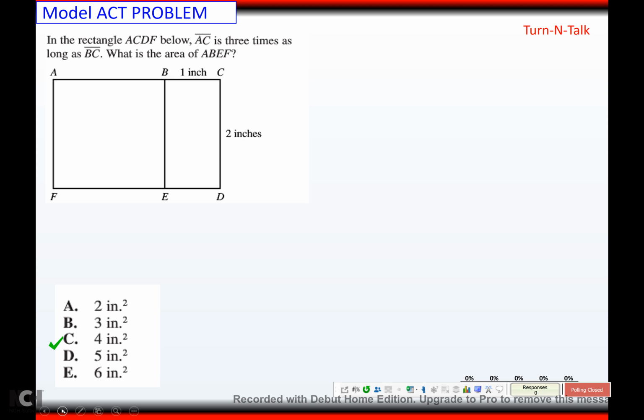So it says in the rectangle ACDF, the big one, AC is 3 times as long as BC, which means this whole thing would be 3 inches. Well, if I were to use 1 inch here, then from here has to be 2 inches. The width is 2 inches, so this is a square. The area of a square is base times height, which would be 4 inches squared. Okay?